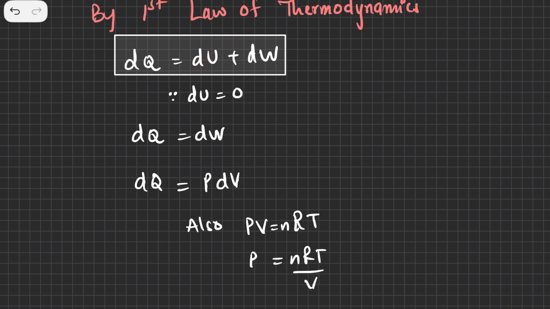So dQ would be equal to dU plus dW. dU is 0. Sorry, my alarm rang. So dQ is equal to dW. We have seen that dU is 0.